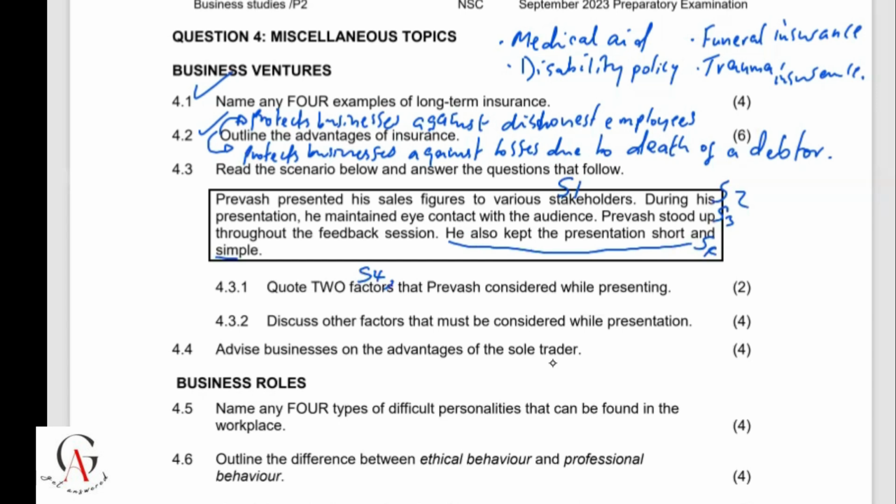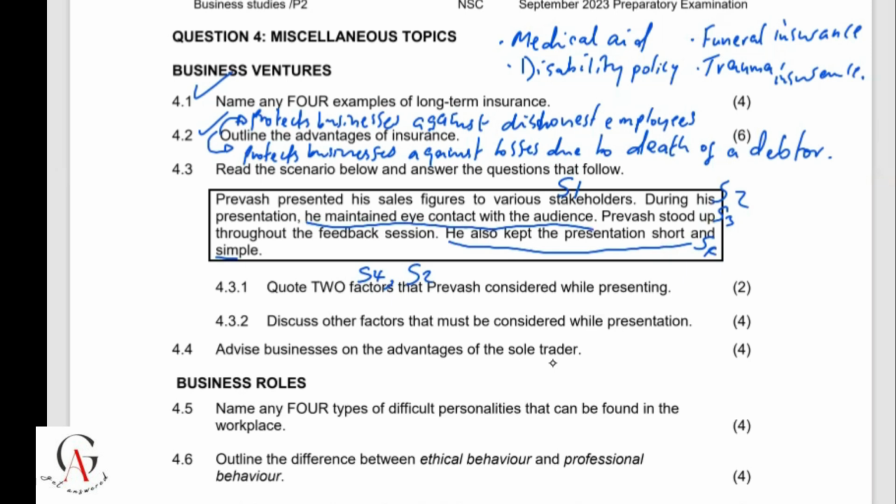So he maintained eye contact with the audience. That is going to be sentence 2. So it means that when you are going to actually write these sentences, write them in full, not S1, S2, S3, S4. Okay, right. So now let's check 4.3.2.